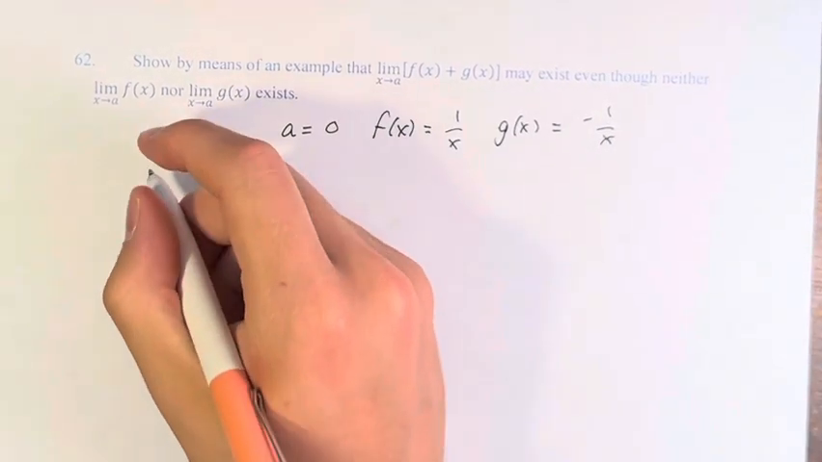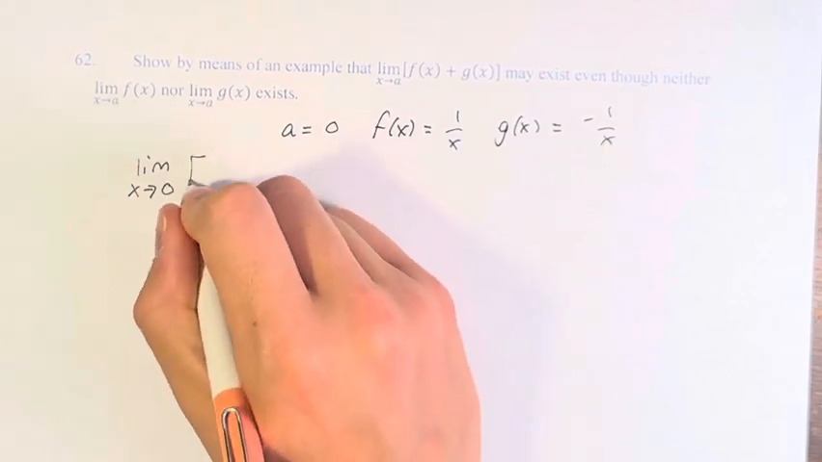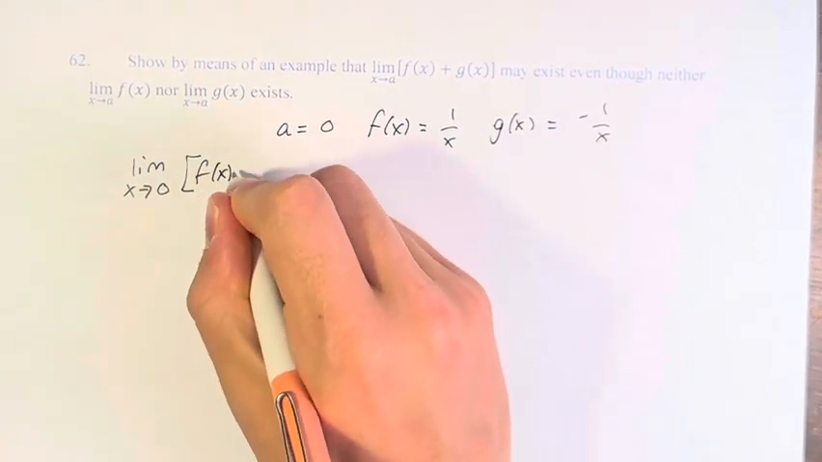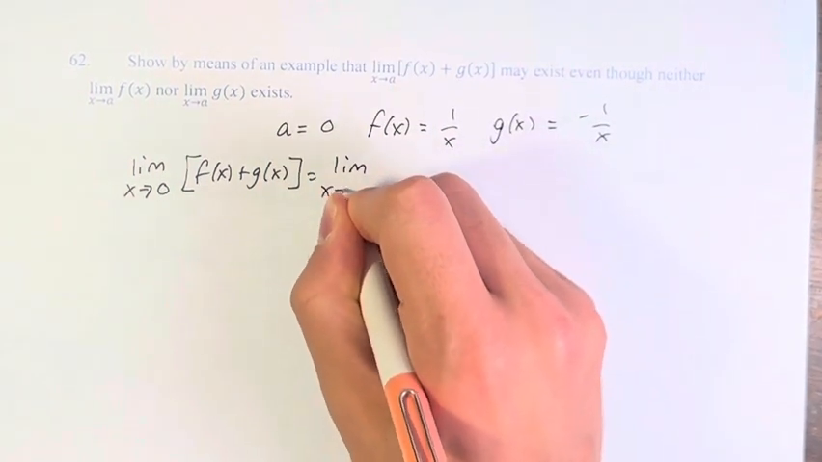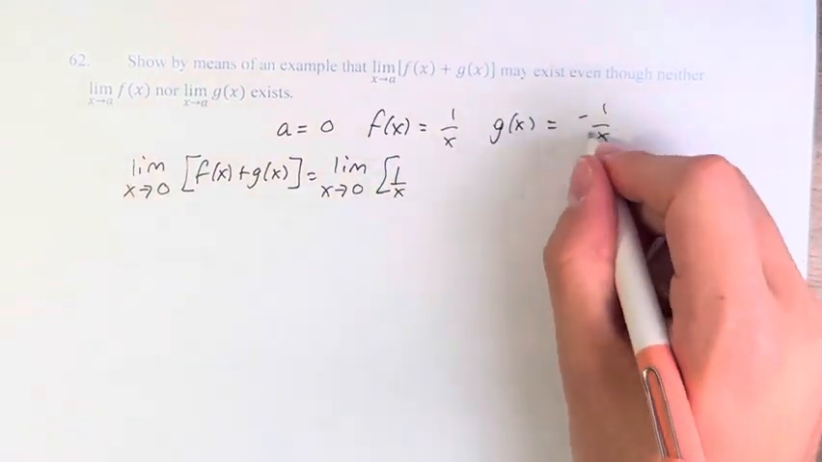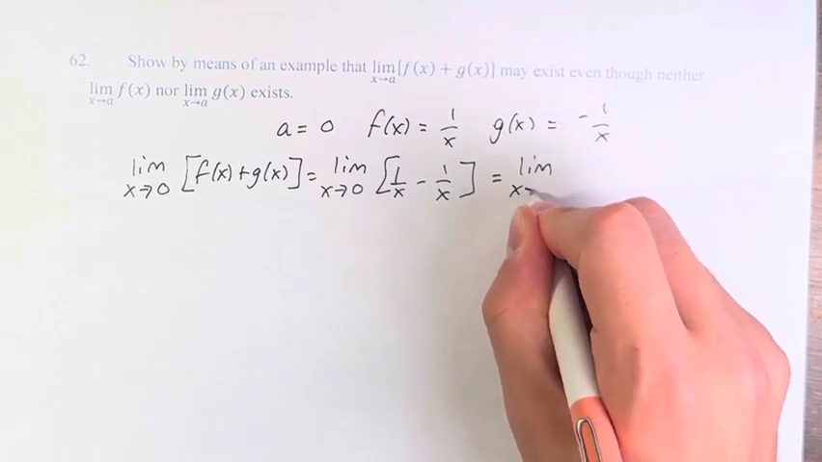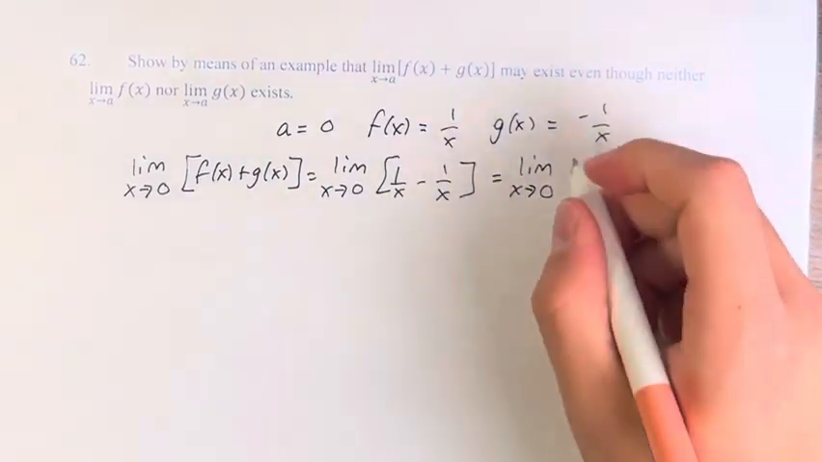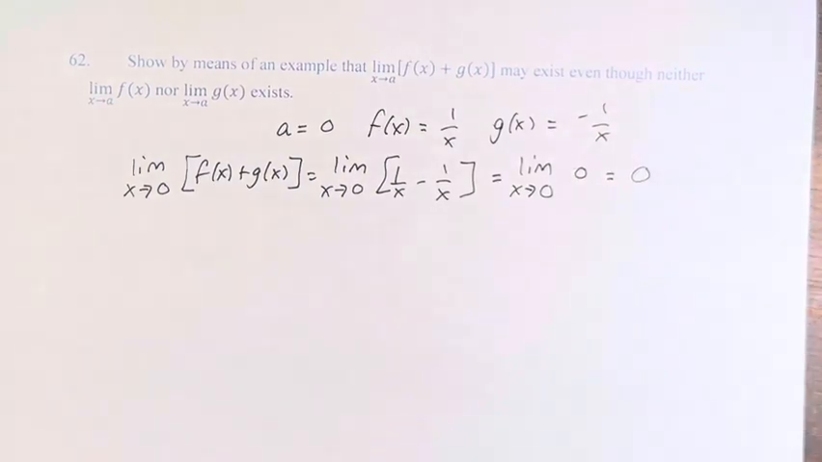So we are saying that the limit as x approaches 0 of f of x plus g of x exists. This is the limit as x approaches 0 of 1 over x plus negative 1 over x, which is 1 over x minus 1 over x, which is 0. The limit of 0 at any value of x is just 0. So this limit does exist, it has a value of 0.